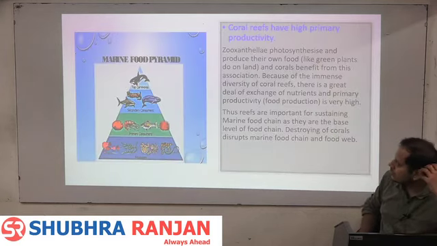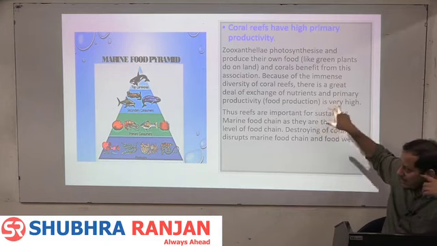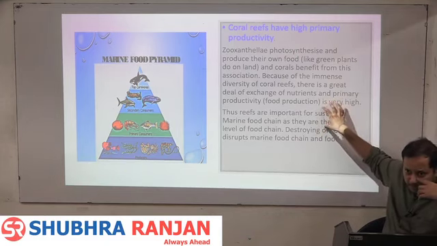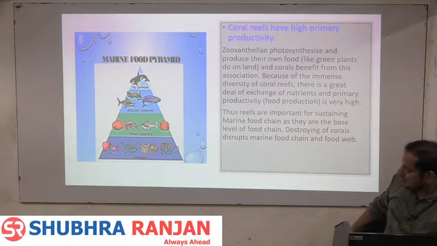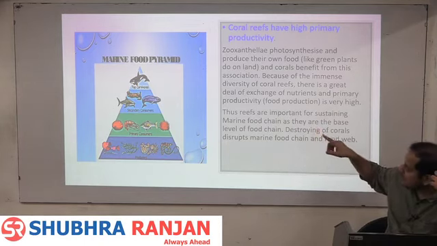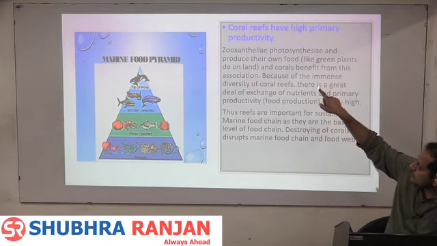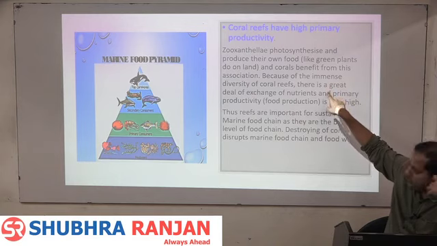And in doing so, they have very high primary productivity. Because they have very high primary productivity, a lot of food will be produced there. Photosynthesis will happen, small fishes will be there, large fishes will be there. Therefore we should know that they form the base of the food chain. Zooxanthellae photosynthesize and produce their own food. Corals benefit from the association.